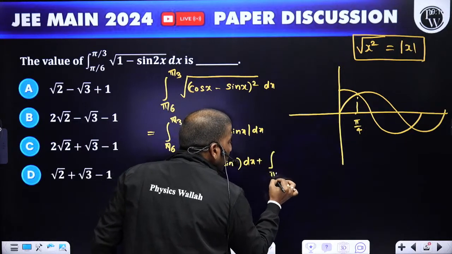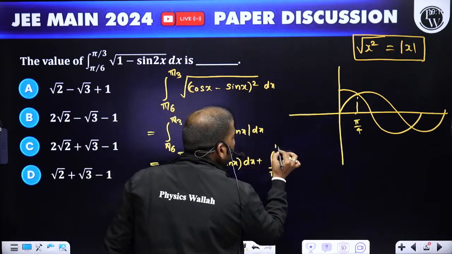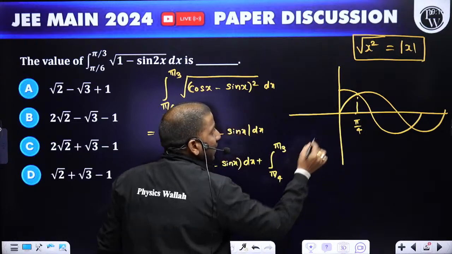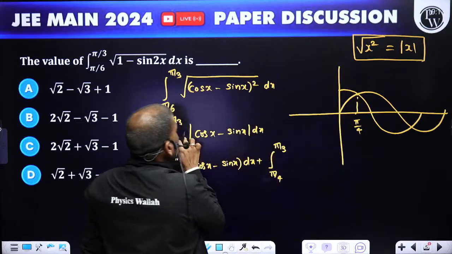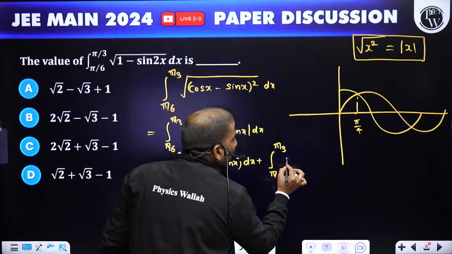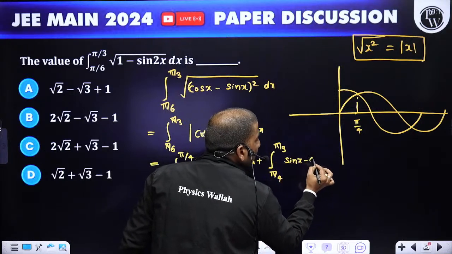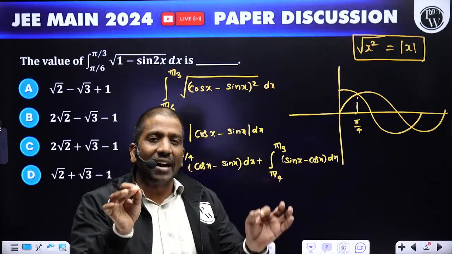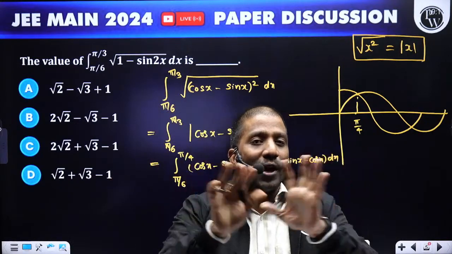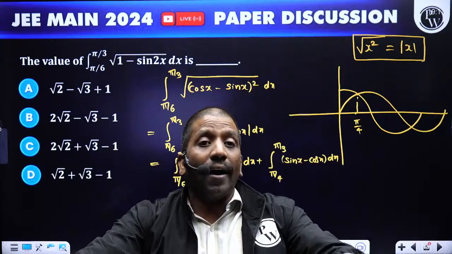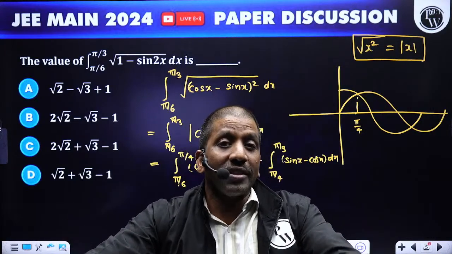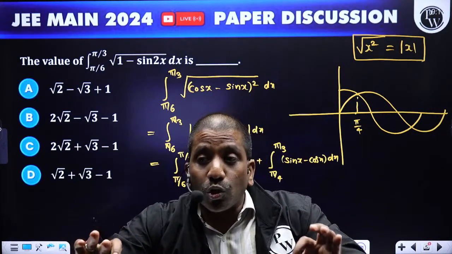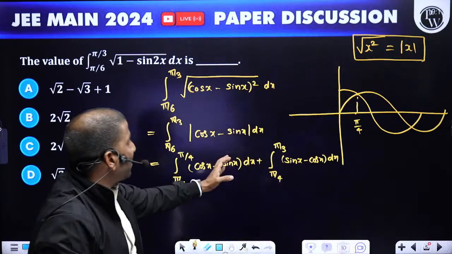Afterwards, pi by 4 to pi by 3. So 45 to 60 degrees, sin x is greater, so this is a minus of that, which means sin x minus cos x dx. This is the important step. It is based on root x square. Root x square is not x, it is the modulus of x since we take the positive square root. Correct? So that's the point here.